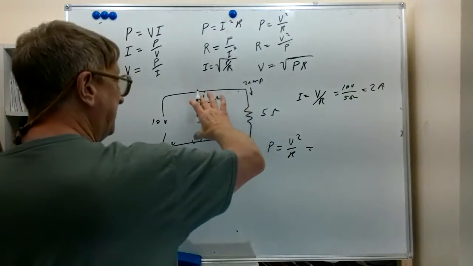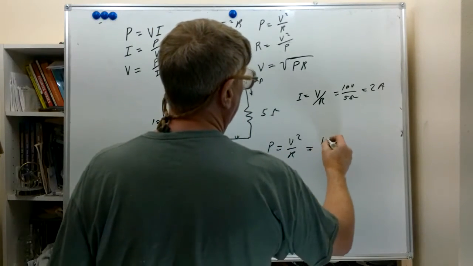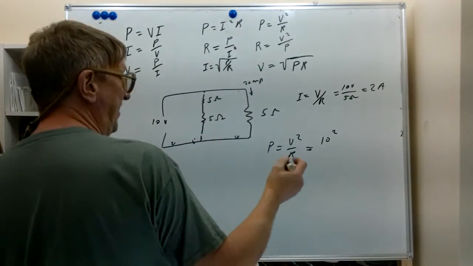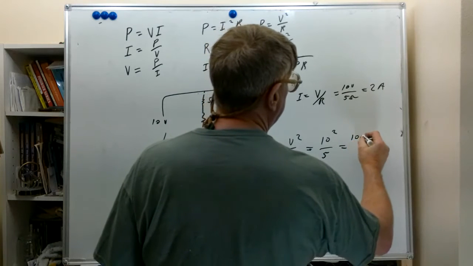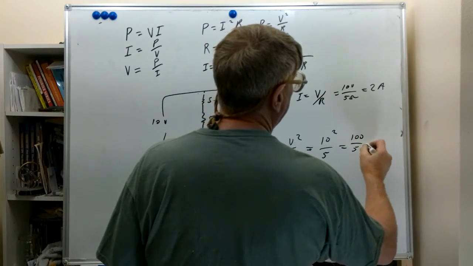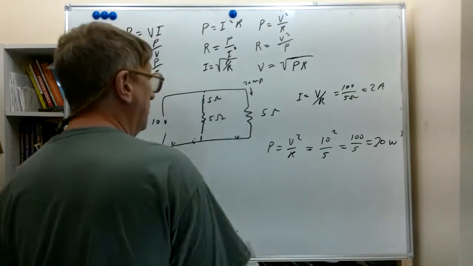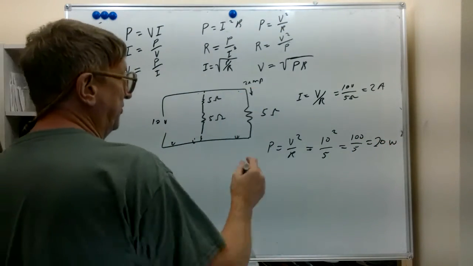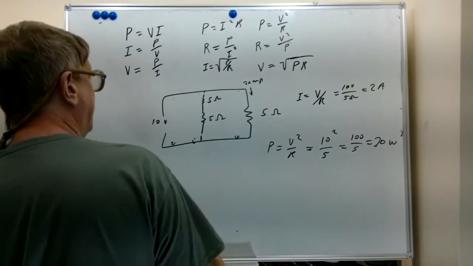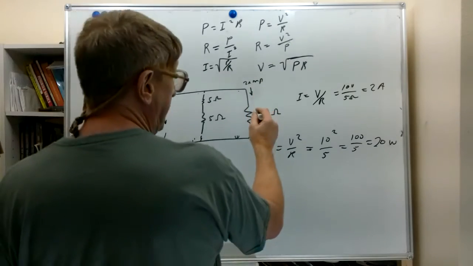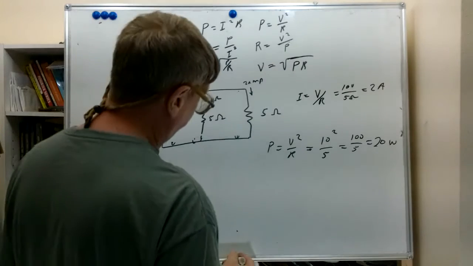And just look at this branch. After we disconnected that branch, we have 10 volts squared. So we have 10 squared divided by the 5 ohms, which is 100 divided by 5, which brings us again to 20 watts. So we have 2 amps flowing through this particular 5 ohm resistor, but we also have 20 watts being dissipated as heat by that 5 ohm resistor.